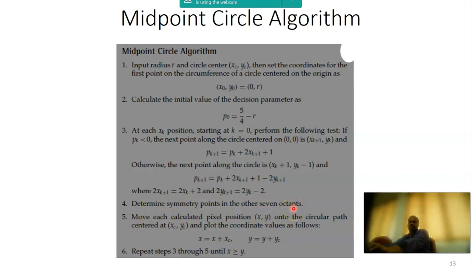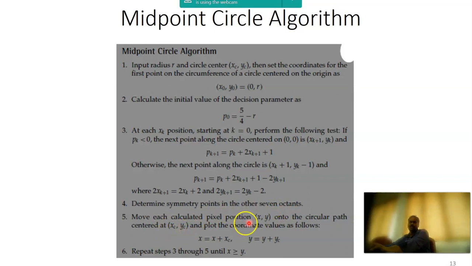So where do we have to stop? If x and y give the same pixel position, at that point we have to stop. That means we identified the first octant's pixel positions. The rest of the octant values we have to calculate from the obtained values.